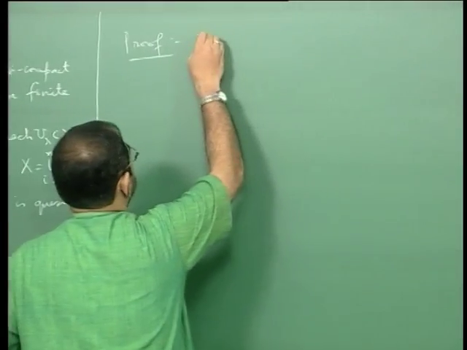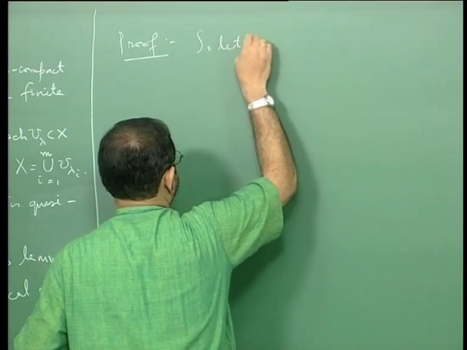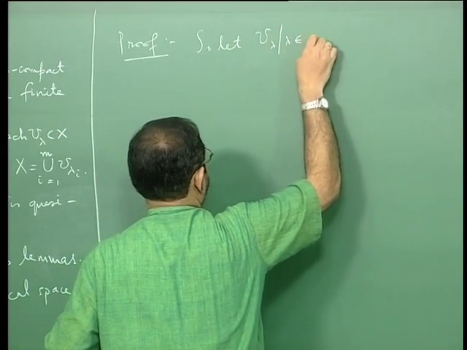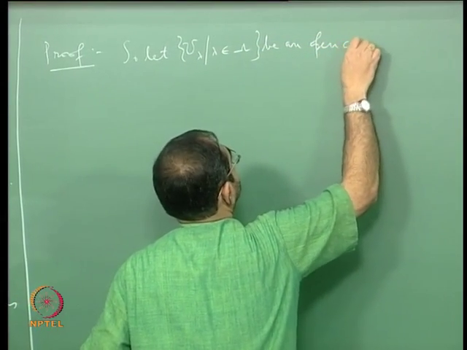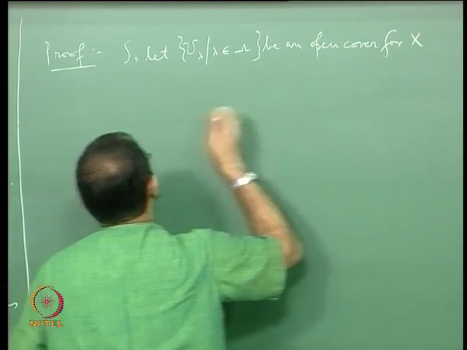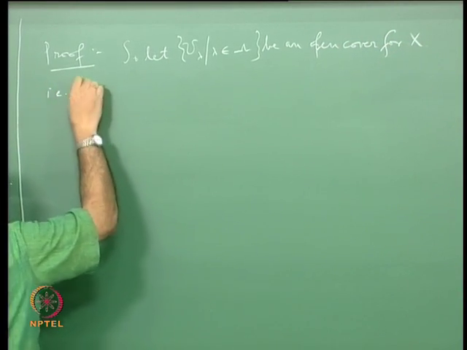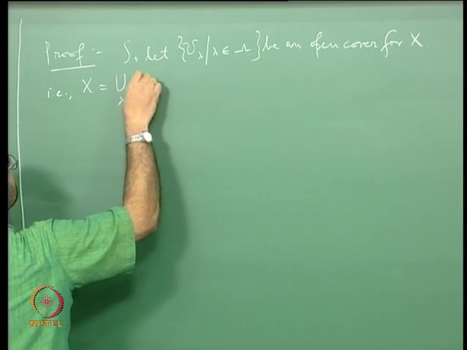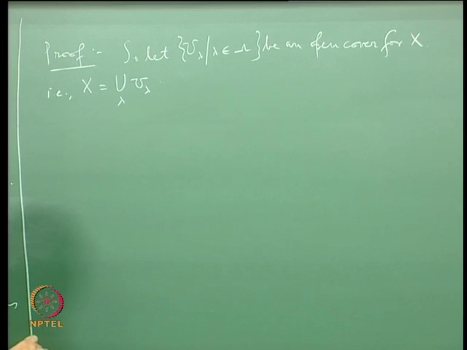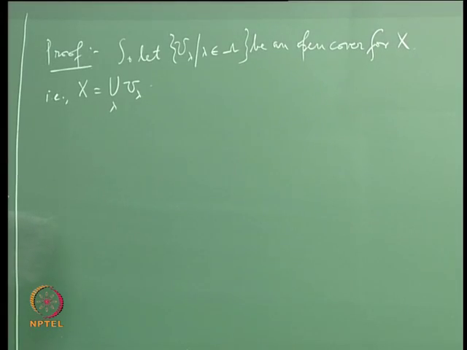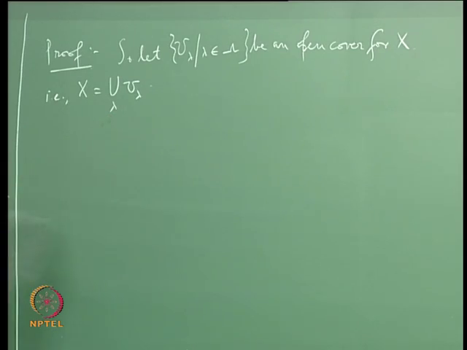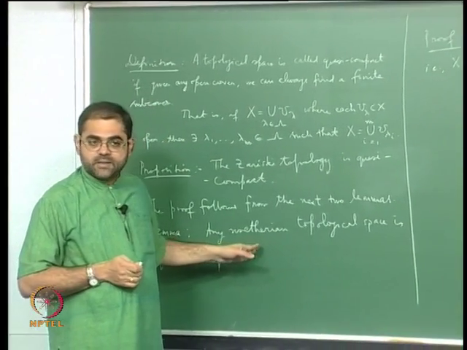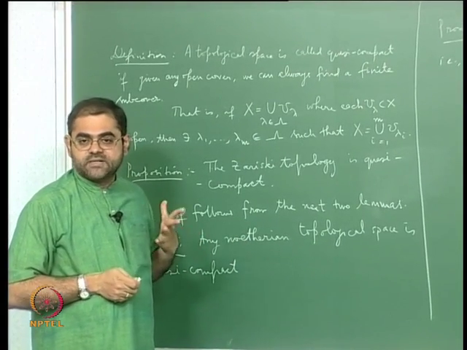So let U_lambda, small lambda in capital Lambda, be an open cover for X. That is, X is the union over lambda of U_lambda. I will have to show that there is a finite subcover from this collection for X. So what do I do? I try to somehow make use of the hypothesis. My hypothesis is that it is a Noetherian topological space. Now what is the definition of a Noetherian topological space?